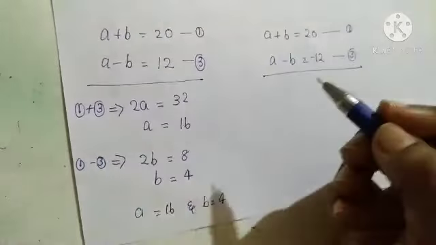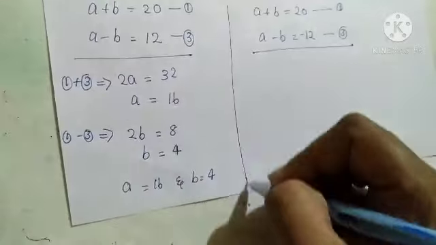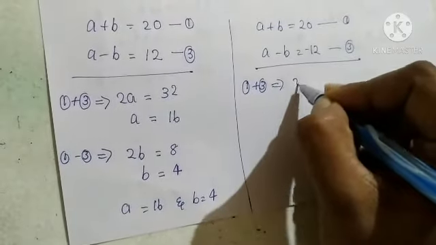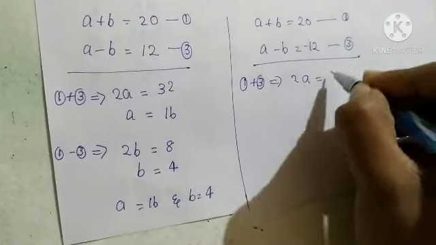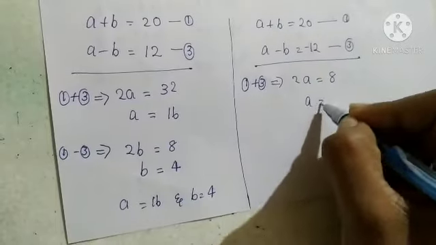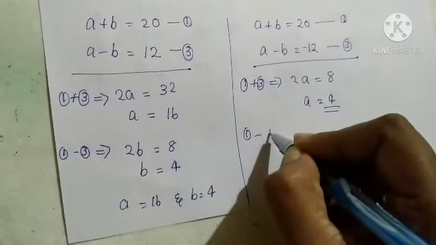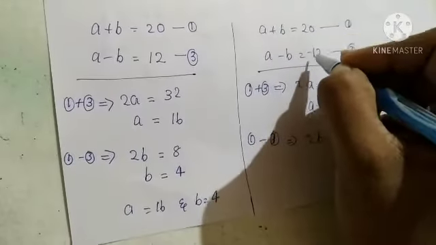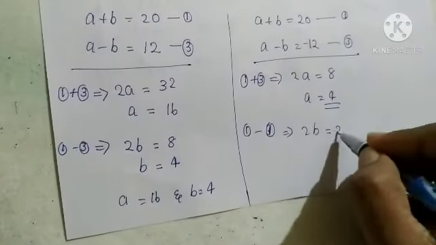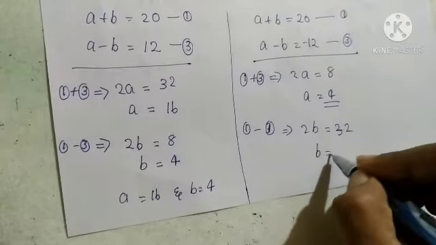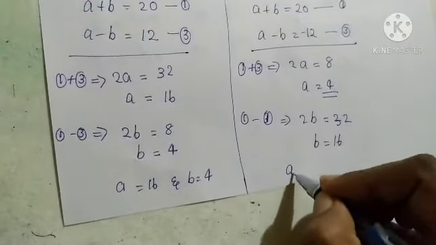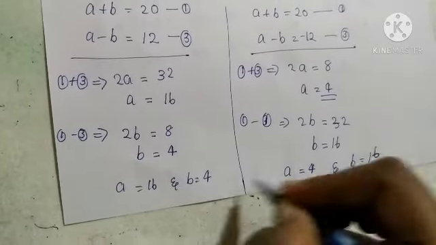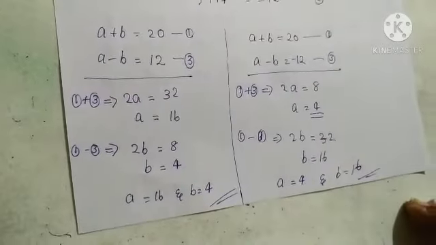Now by solving these two equations, adding them, we get 2A equal to 8, A equal to 4. Subtracting these two equations, we get 2B equal to 20, minus of minus 12 will become 20 plus 12, that is equal to 32, and B equal to 16. So here we get the value of A as 4 and B as 16. So these are the two values of A and B.